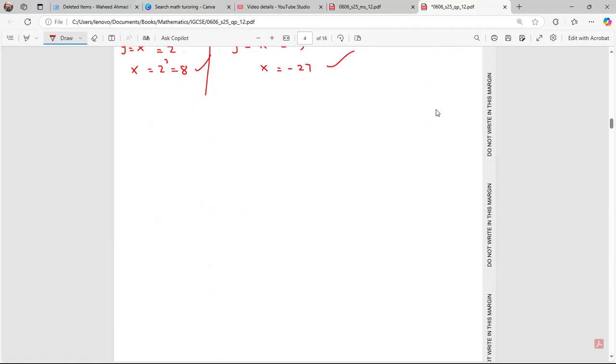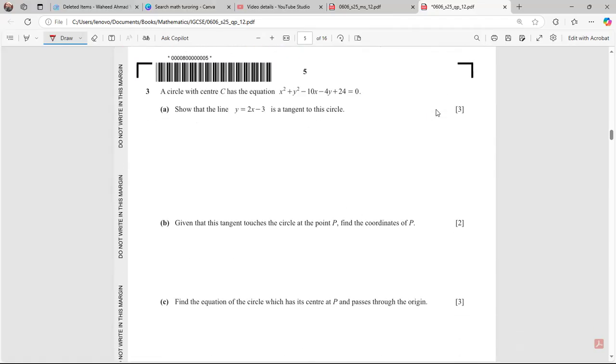Okay, so let's move on to question number 3 now. This is an interesting question. We are given the equation of a circle. This is the equation of a circle.